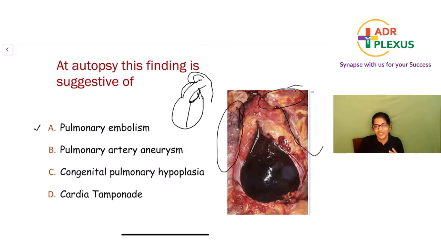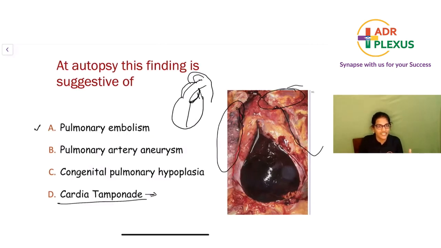Next, congenital pulmonary hypoplasia. The first thing that we will rule out is that hypoplasia is going to be small, and the right ventricle is going to be dilated. Again, we are not going to see just blood. It's the pericardium which is open, and we are getting blood inside the pericardium, which is nothing but a cardiac tamponade due to hemorrhage in the pericardium. So this is a case of cardiac tamponade.